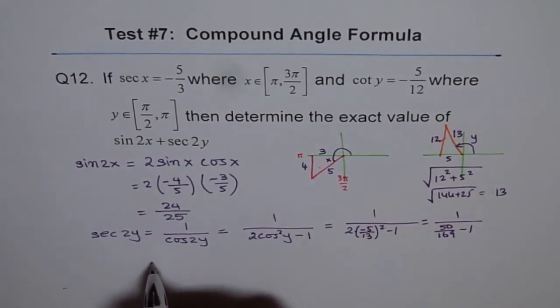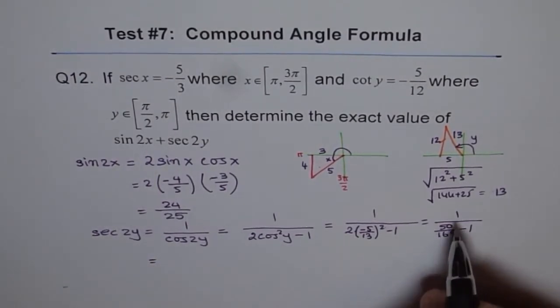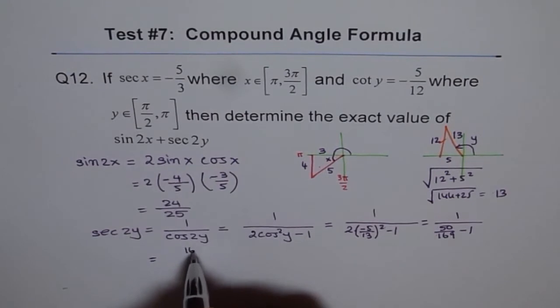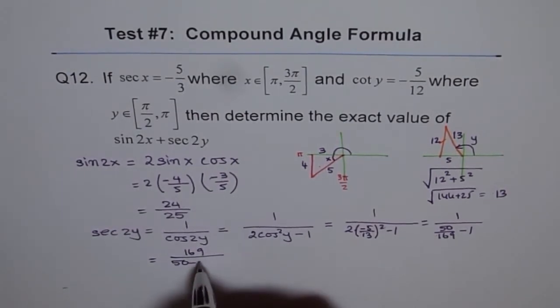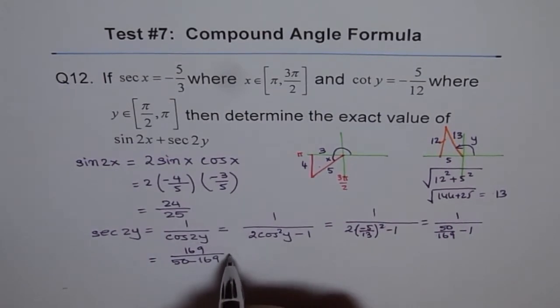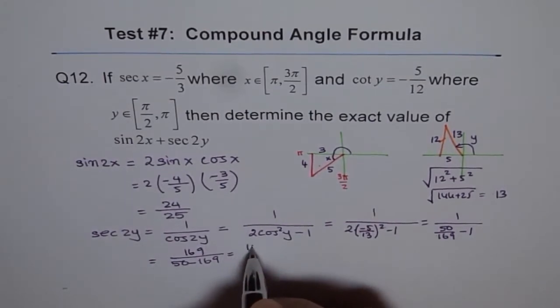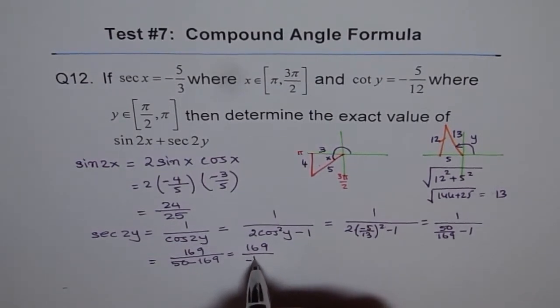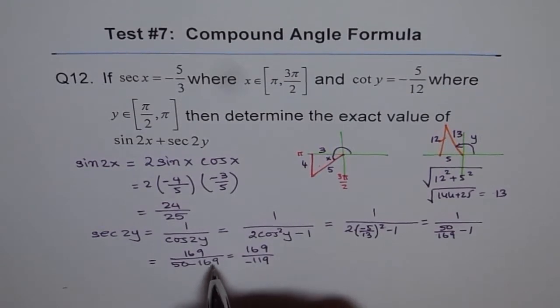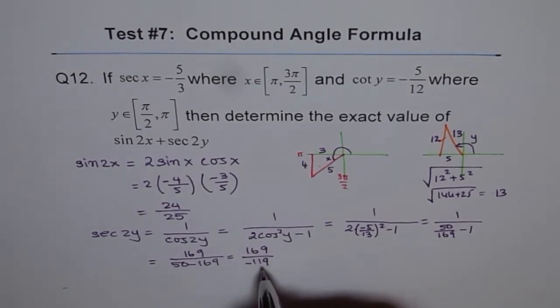So let's try to solve it. So 169 goes in the numerator. We get 169 here, and we get 50 minus 169, correct? And that is 169 over minus 119, correct? This take away, yeah, 169 over this.